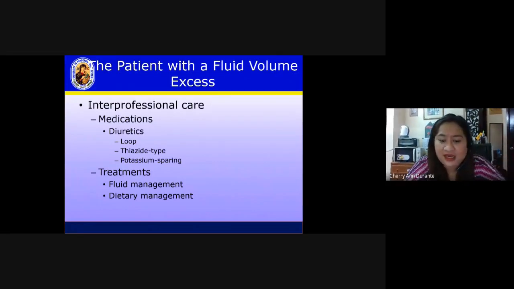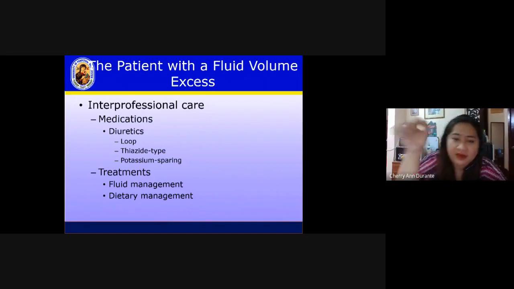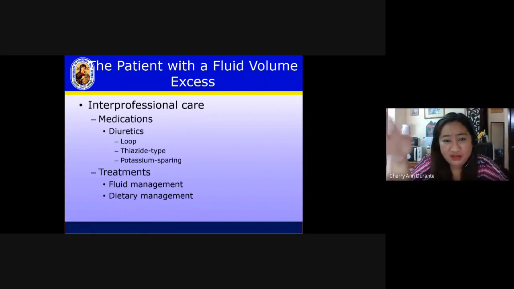Kasi, ang pwede lang nilang inumin, okay, is like 500 to 600 ml of water plus urinary output of yesterday. Ano ibig sabihin yan? So, ang pwede mo lang, di ba naka-strict monitoring sila na I and O? Ito yung mga renal failure, strict monitoring sila na I and O.